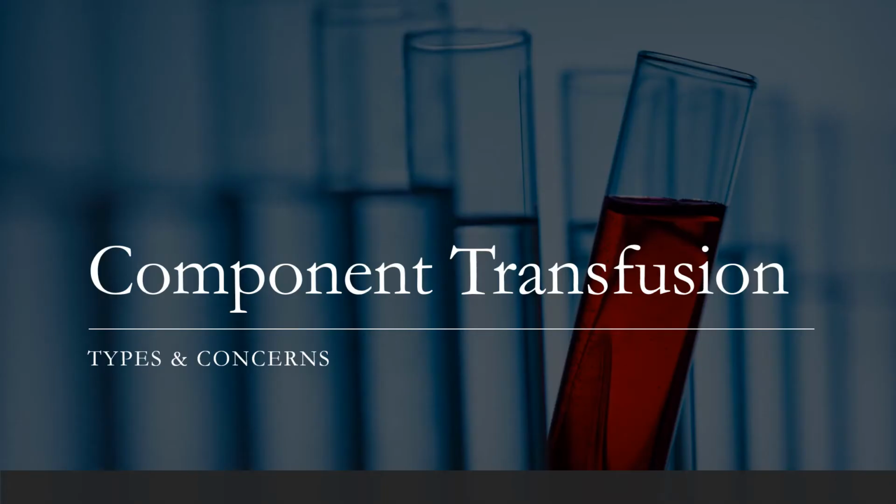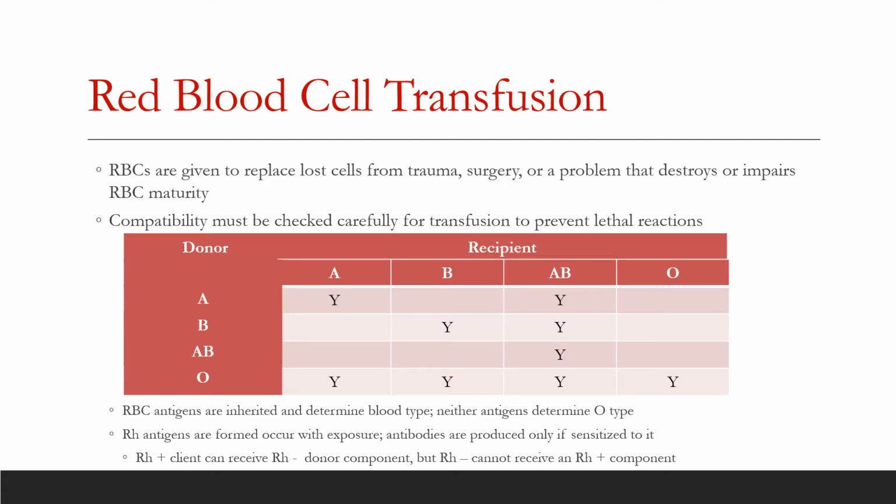And now we'll go into component transfusion, so actually transfusing these products and what that means. For red blood cell transfusion, red blood cells are given to replace lost cells, usually from trauma, surgery, or a problem that destroys or impairs the red blood cell maturity. So refer back to the anemia lecture that was just prior to this one as to our indications again. Compatibility must be checked carefully for a transfusion to prevent a lethal reaction.